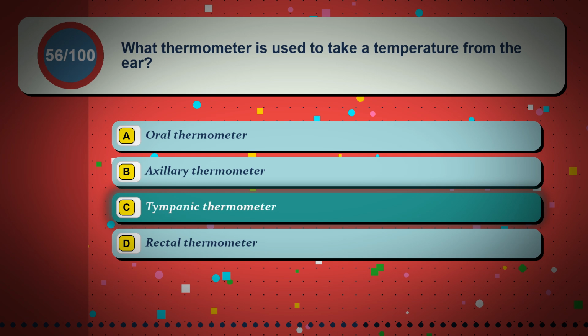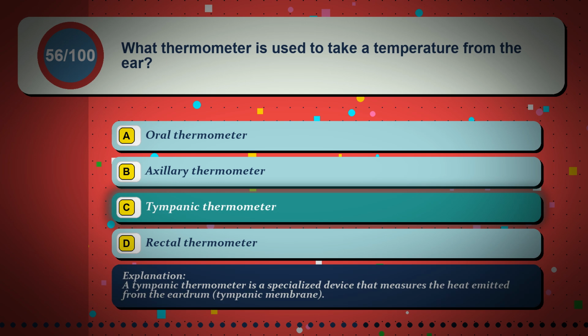The correct answer is option C, tympanic thermometer. A tympanic thermometer is a specialized device that measures the heat emitted from the eardrum, the tympanic membrane.